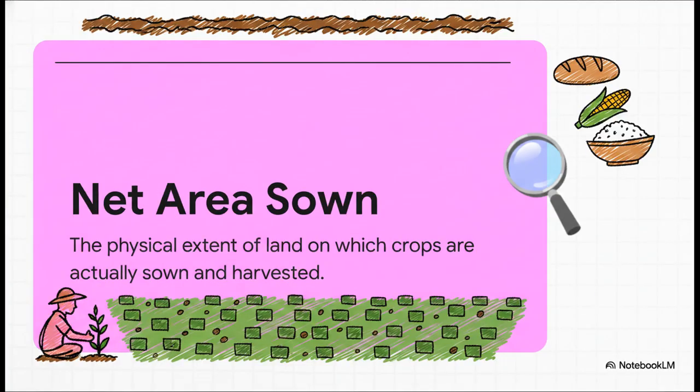And then the crown jewel, the net area sown. This is our most vital, productive core. It is the exact physical extent of land where crops are actually planted and harvested. Make no mistake, this specific category of land is the very foundation of the nation's food security. Without this core, everything else just grinds to a halt.